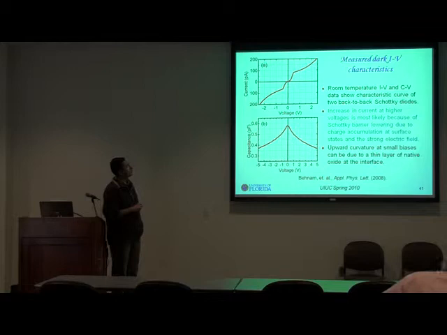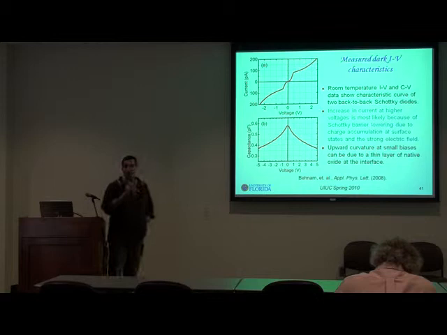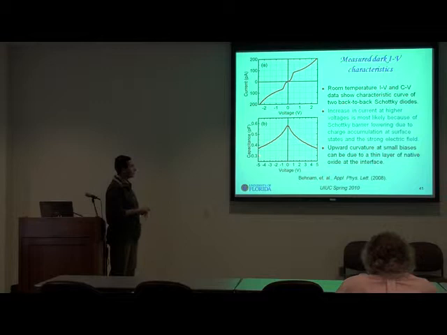But this saturation doesn't happen, and I think one reason for that can be Schottky barrier lowering, due to charge accumulation at surface states and the strong electric field that you have at the edges of these fingers. Also, CV characteristics again show the symmetric structure of these devices, and it's pretty much matching what you expect out of these devices.